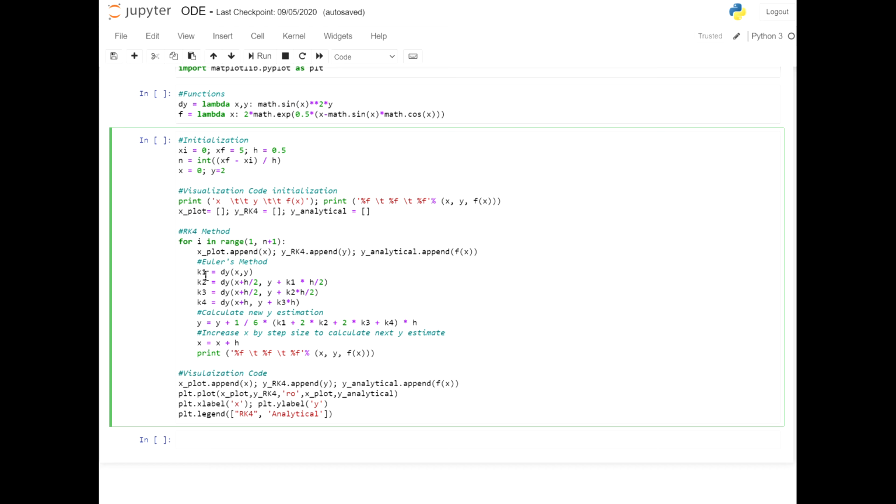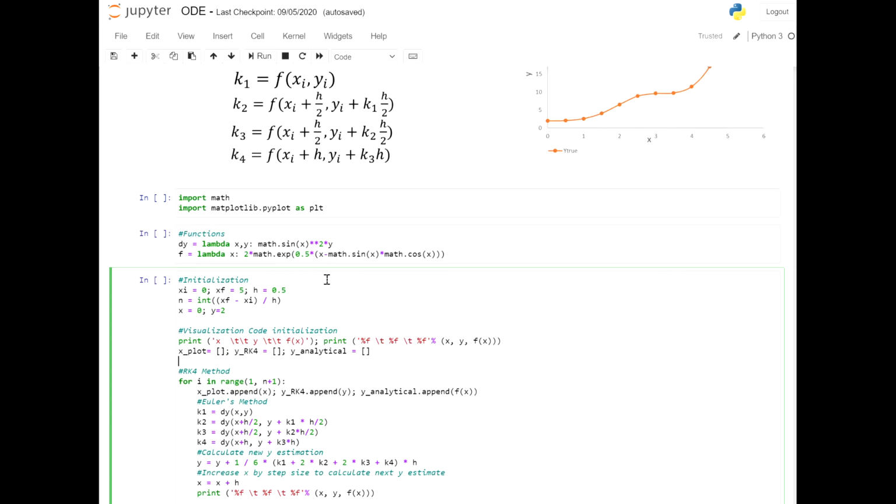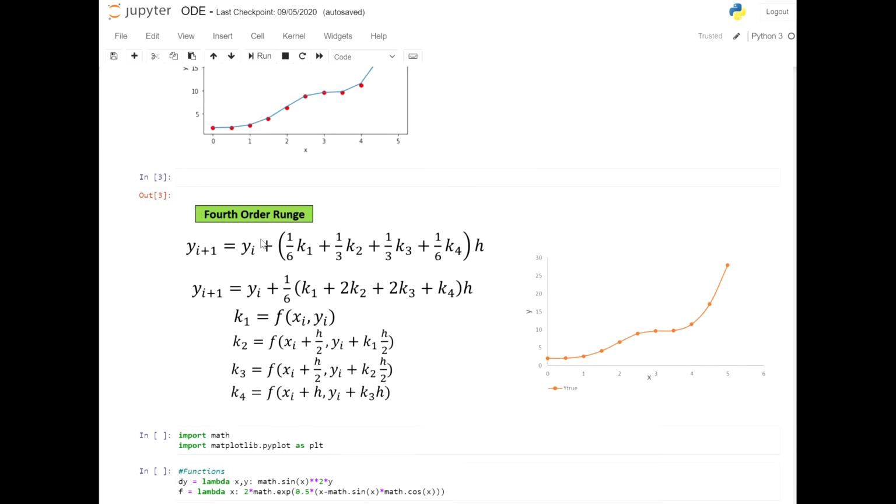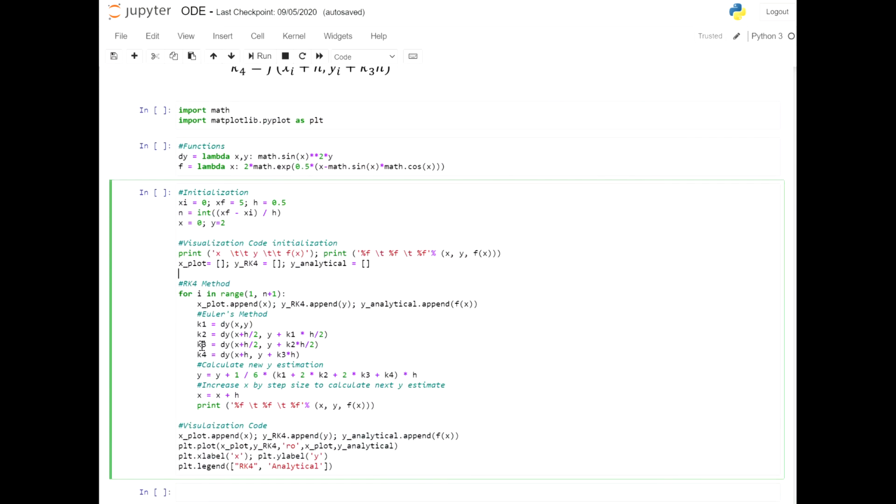equation here. So k1 is still the derivative at the start, k2 is the derivative at the midpoint, but now I'm describing it using here y plus k1 multiplied by h divided by 2, and you can see that k1 and k2 for the Runge-Kutta third order and the fourth order are identical. So you can find that the difference lies in how we define k3 and k4. So k3 is still the derivative at the midpoint, x plus h divided by 2. Y is now defined using Euler, y plus k2 multiplied by h divided by 2. And the last one, k4, which is the derivative at the endpoint, which is going to be x plus h, and here y plus k3 multiplied by h.